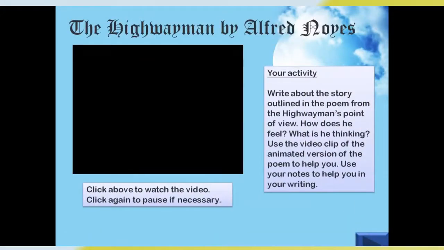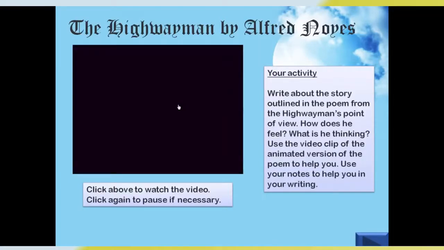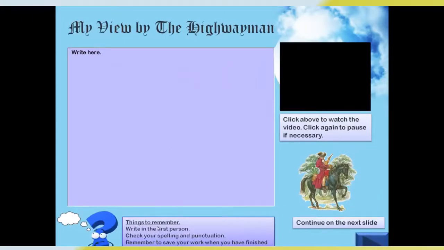It says their activity. They have a video to watch here. This is an animated version of the Highwayman poem. And you can click to stop and click again to start it. When they click through to actually work on the activity, there are some writing prompts here at the bottom. So writing in the first person, checking the punctuation, spelling, save your work when you've finished, a smaller copy of the video for them to work on, and if they need to, there's another space on the next slide. It's just using the toolbox in PowerPoint to add the write-on box and just inserting the movie from file.